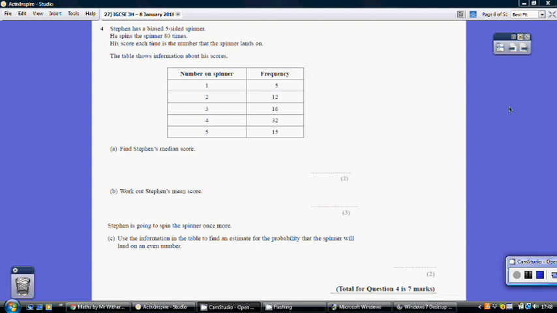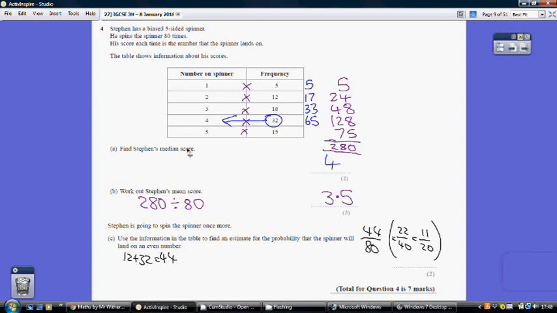Question 4. So we've got to find Stephen's median score. Now median means middle, so we need his middle score. He's spun the spinner 80 times, so his middle score will be his 40th, or if you like, his 40.5 spin. So we need to count down, adding up a running total of these frequencies until we get to his 40th spin.